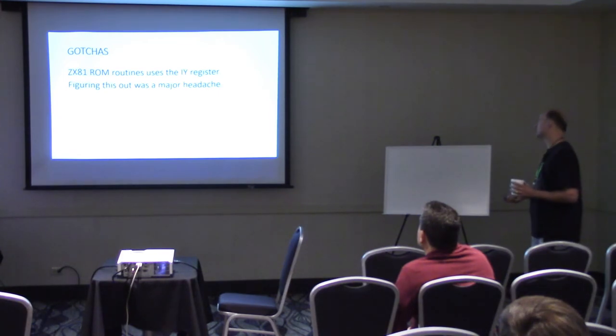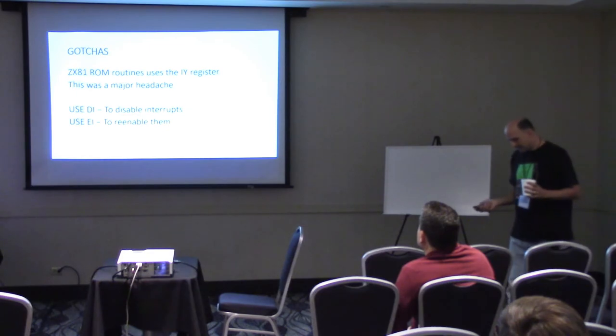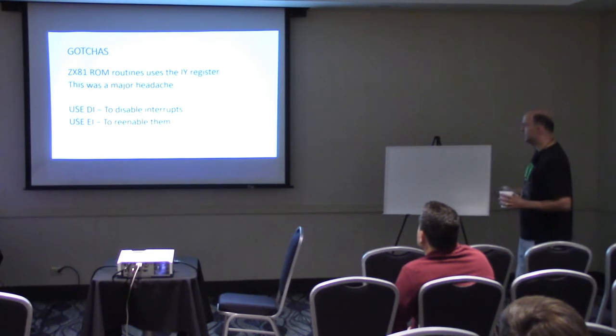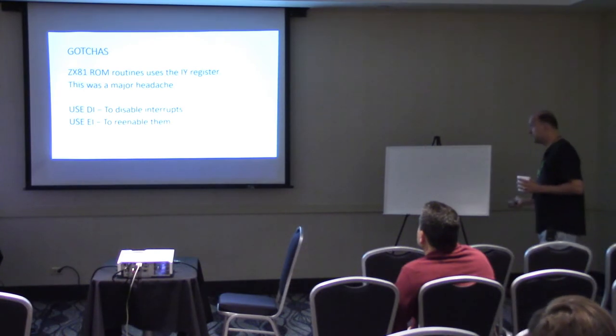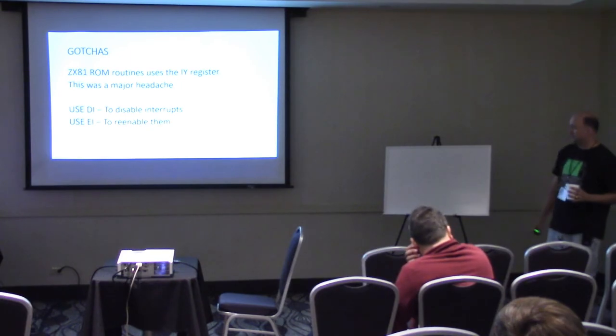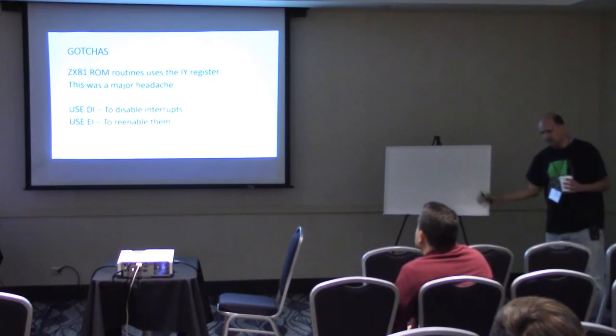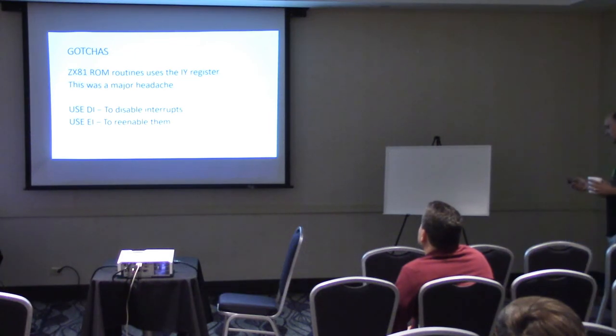There were two ways around this. I could have rewritten everything, but I was lazy and I didn't want to. The other way is there's two instructions, disable interrupts and enable interrupts. So anytime I had to do stuff with IY, I would call DI to disable the interrupts, do whatever I needed to do, and then re-enable the interrupts. And that worked. So I was happy with that.